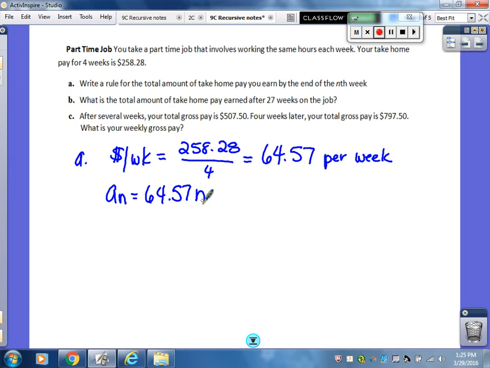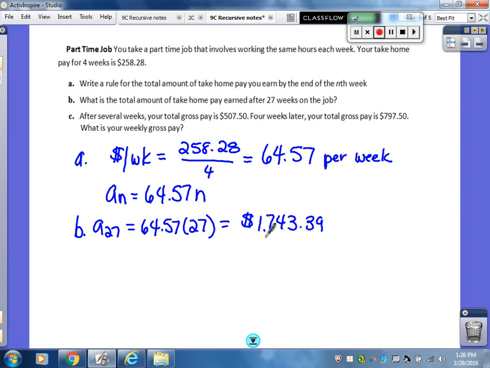All right, part B. What is the total amount of take-home pay earned after 27 weeks on the job? So n is 27, so we're going to take our 64.54 times 27. So at the end of 27 weeks, you've made $1,743.39.